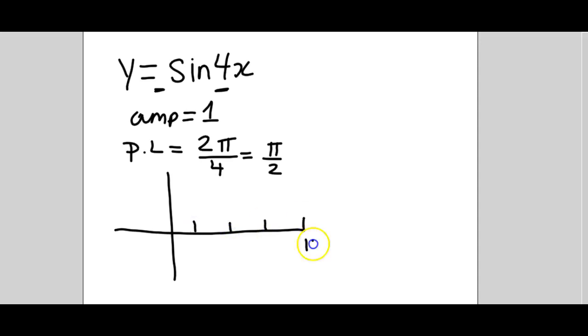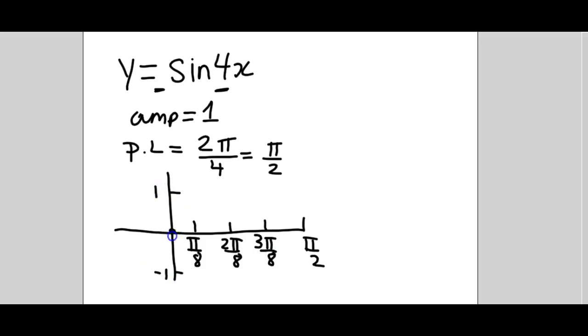Okay, but instead of ending at 2 pi, it's going to end at a half. So we need to split a half into 4 pieces. How do you split a half into 4s? You split it into 8. So you'd go pi over 8, 2 pi over 8, which is like 1/4, 3 pi over 8, and then 4 pi over 8 is a half. Okay? And then our amp is 1 and -1.